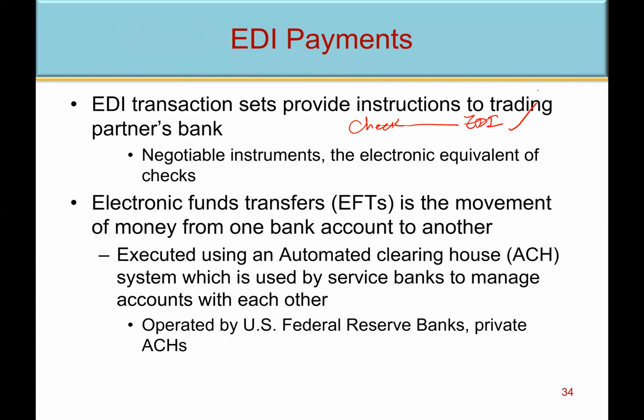Electronic fund transfer, EFT, is the movement of money from one bank to another bank using EDI. It is executed using an automated clearinghouse system, which is used by banks to manage accounts with each other. For example, you can deposit a check in Public Bank using many banks' ATM machines or check deposit machines. Different banks can still transfer information. The check will move from this machine to the other bank's machine, but once they verify and authorize, the information can be transferred to update the customer's account at the other bank.